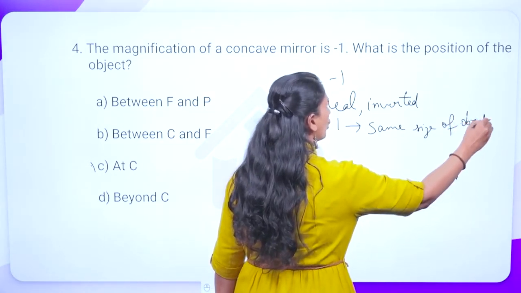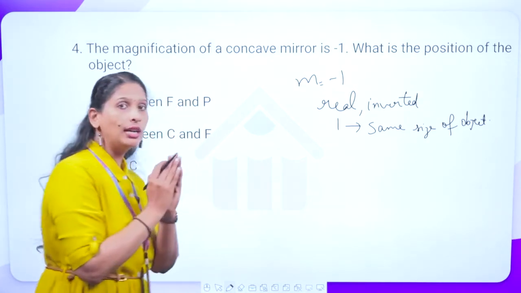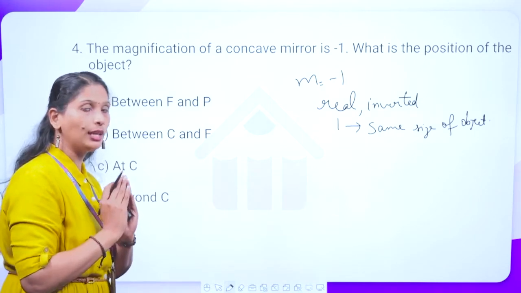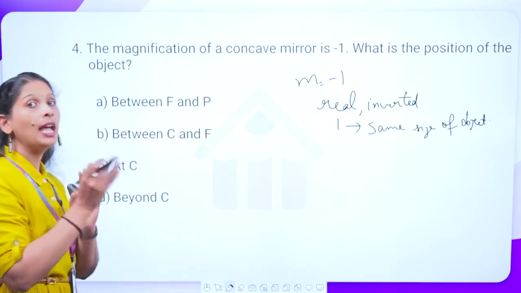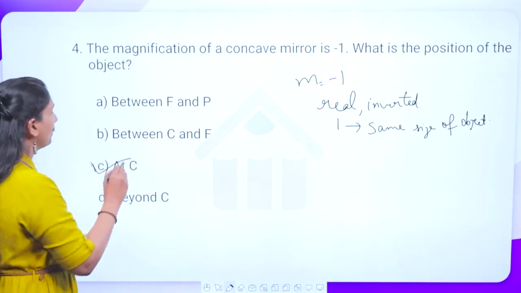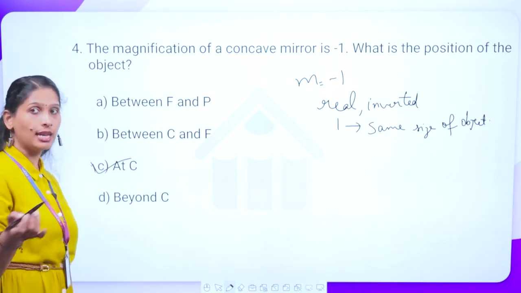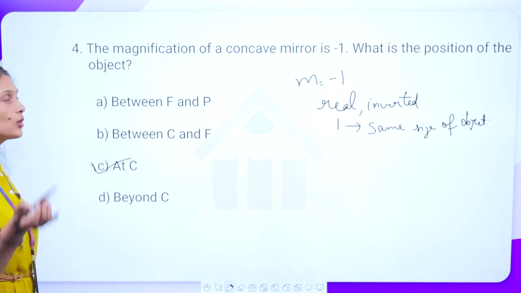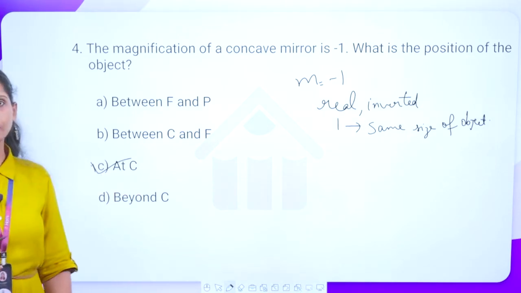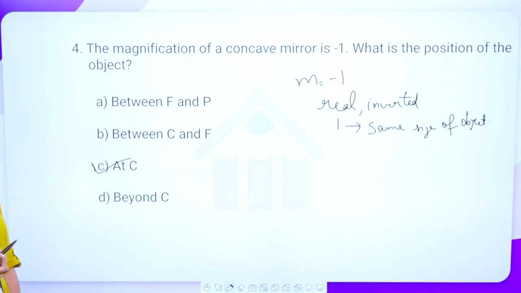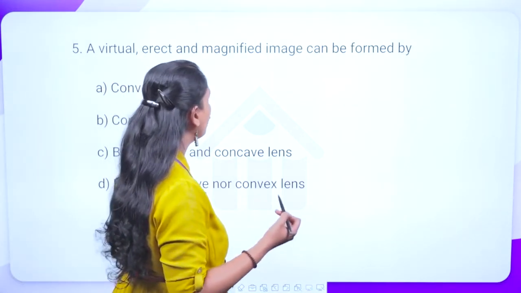Okay? So we have two concepts here. It is a concave mirror, and when the object is placed at a particular point, the image formed is real, inverted and the same size as the object. And for that to happen, the object should be placed at C. Okay. So this is how you have to analyze. Yes, I can see the options from Vaiga too. Okay, so this is how you have to analyze a particular concept based on magnification. Clear?